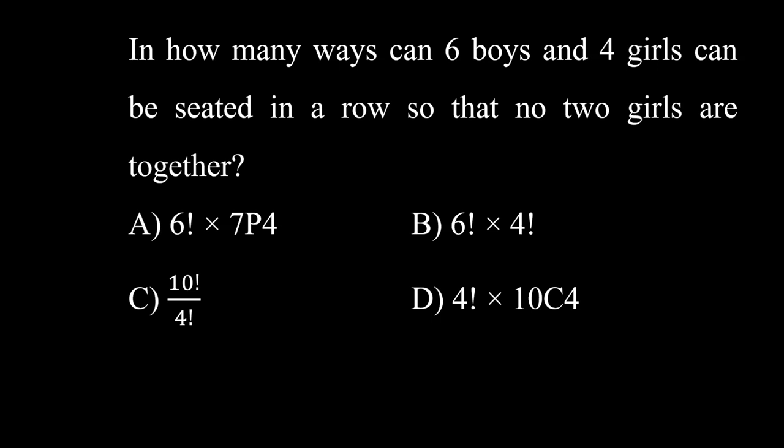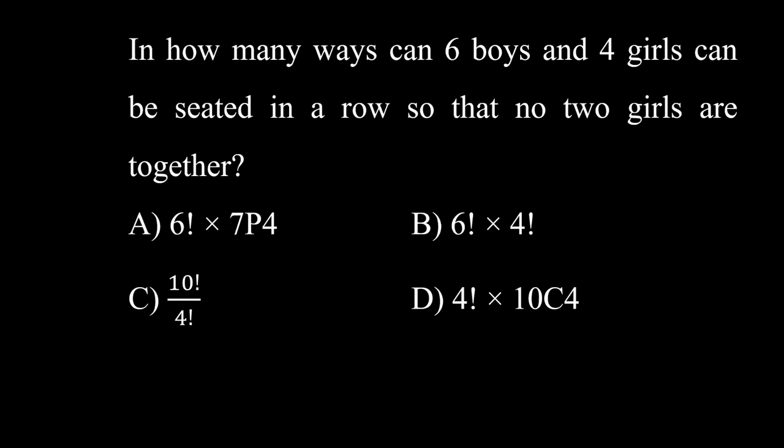6 boys and 4 girls, girls should not be together. That's the question. How many ways can you do it? Next, boys cannot be together. Next, girls together, or only boys together, or boys and girls alternately. And some people again have a wrong perception. No 2 girls together and boys and girls alternate are not the same question. Boys and girls alternate is a different question. No two girls together is a different question.